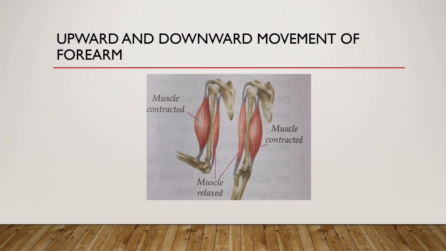Here you can see that the muscle is contracted in the first place, and then the second muscle is relaxed at the time. But when the first muscle is relaxed, the second muscle gets contracted in order to bring it into its normal or original position.